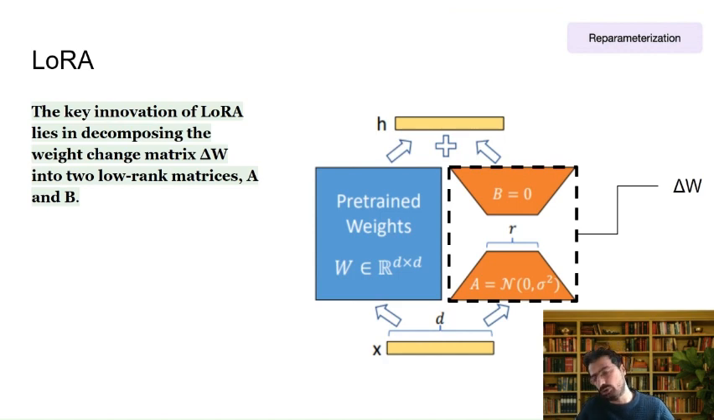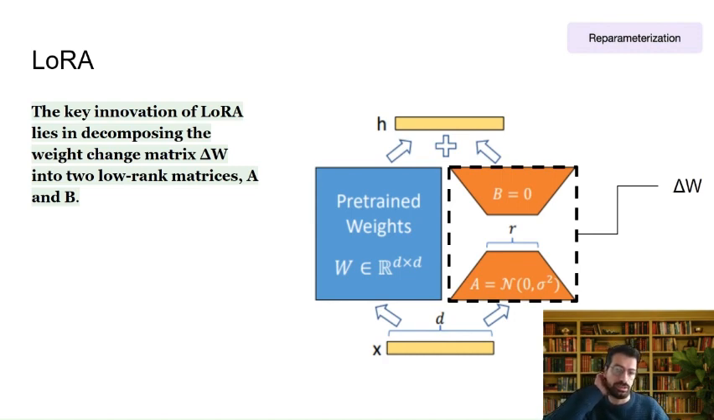And that's why, if you go back to calculus, you know that this means you can represent a matrix with lower rank matrices, and the multiplication of these matrices A and B gives you delta W. But because they are low rank matrices, the computation due to the multiplication of these matrices is much lower and more computationally efficient than having to multiply the entire matrix W.